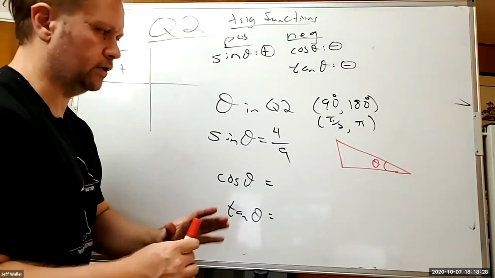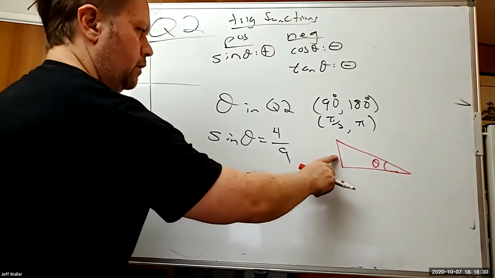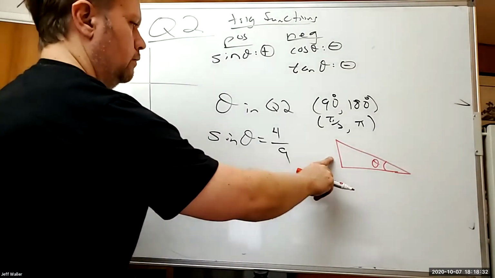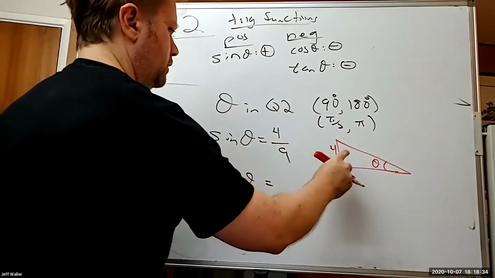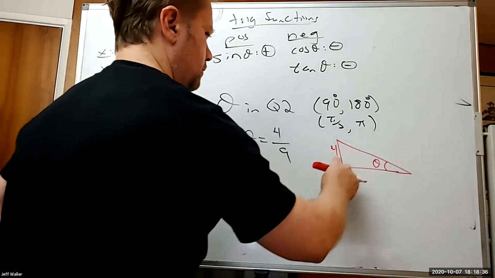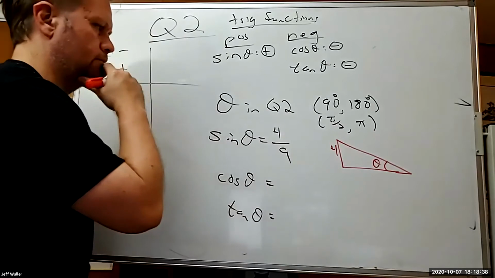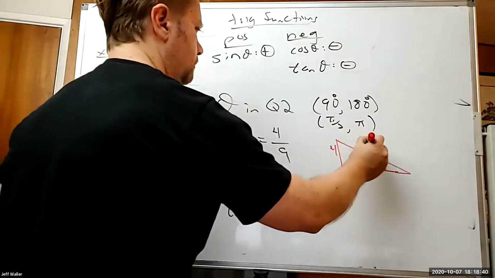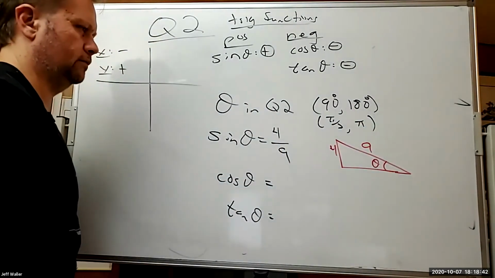Just to make sure everybody's on the right track. What goes here? 4. Where does 9 go? Bottom. It's the hypotenuse, so it's the longer side. Yes, hypotenuse, sorry, that's right. I got it.